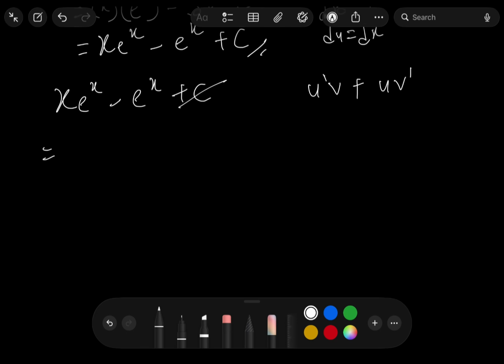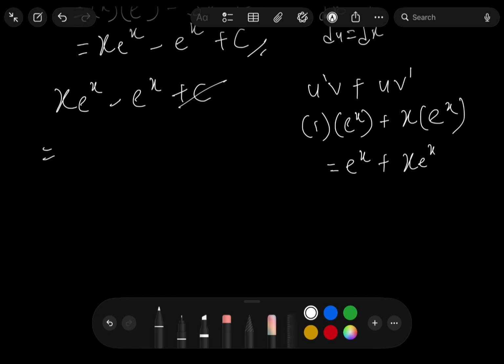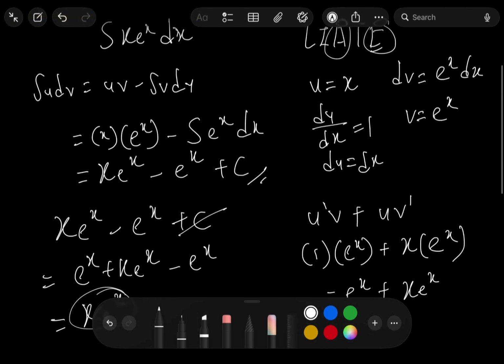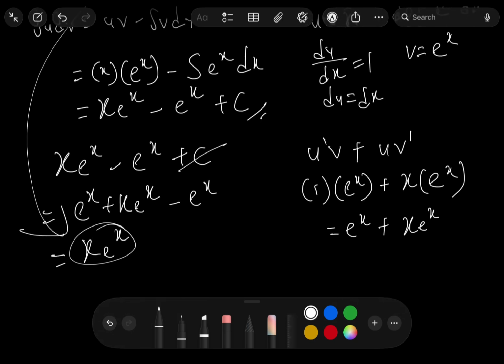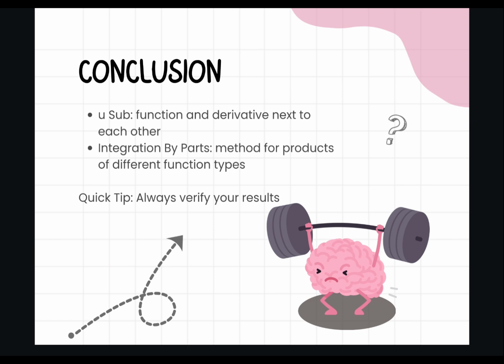So the derivative of x equals 1, v just write without differentiating, and then u just write x, and then if you differentiate e^x, you still get e^x. So we get e^x plus x e^x. And then e^x, if you differentiate it, you still get e^x, so it's still negative e^x. So now we get x e^x, which is the initial question that we started with. So that means that our integration was correct.